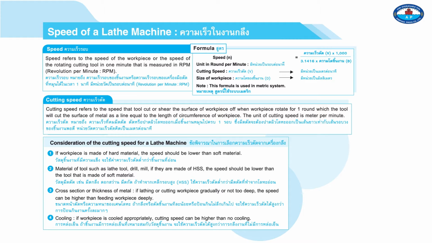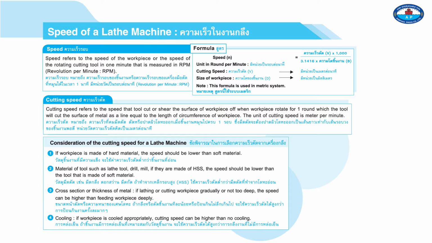Consideration of the cutting speed for a lathe machine. 1. If the workpiece is made of hard material, the speed should be lower than for soft material. 2. Material of the tool, such as lathe tool, drill, mill: if they are made of HSS, the speed should be lower than for a tool that is made of soft material.